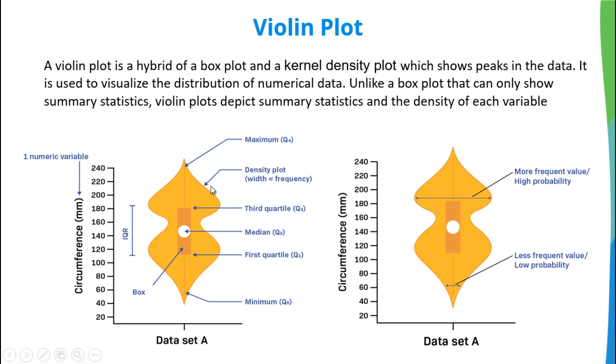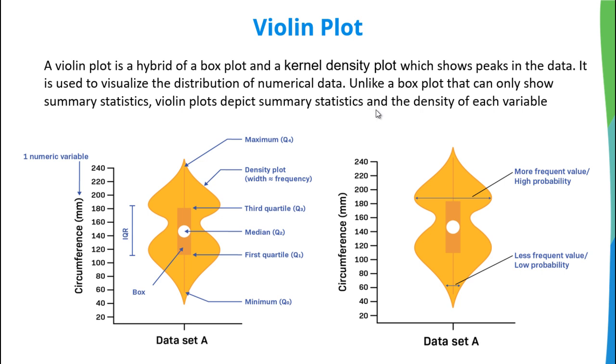You can see here the width. What that implies is that those areas that have a wider width for the density plot have high probability, which means they are more frequent values, while those that have a narrow base have low probability, or less frequent values. So you can actually discover this in your data when you use a violin plot, which is not visible in a box plot.